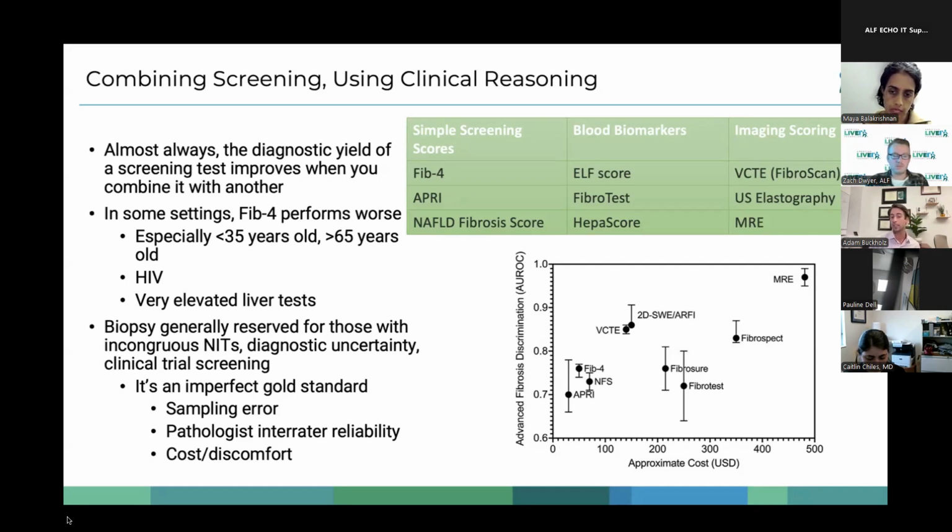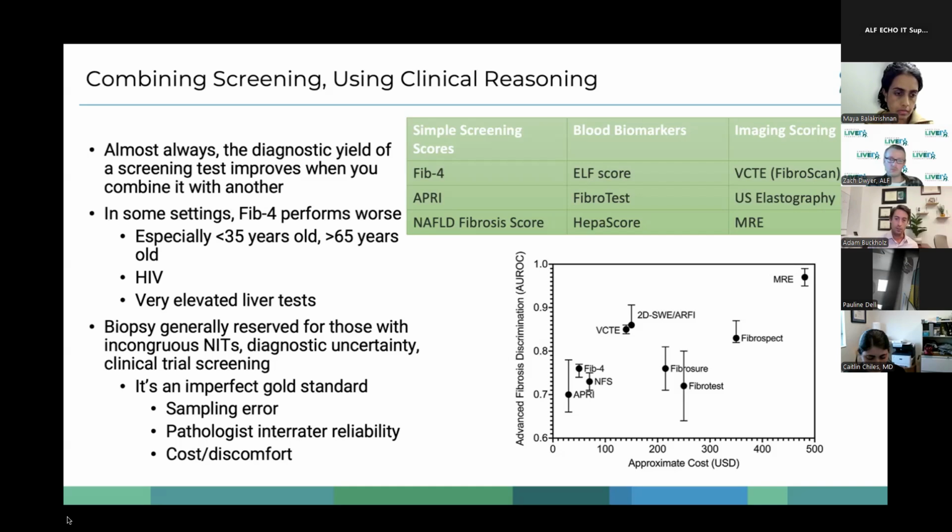Biopsies are tough because it's an imperfect gold standard. It's a big liver and you only take a little piece, so there's high risk for sampling error. There's also a lot of variability between how pathologists interpret various biopsies. And of course, there's significant cost and discomfort.